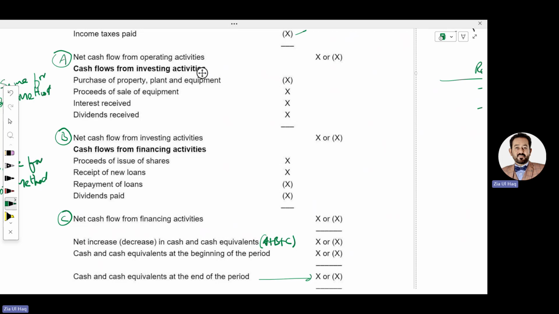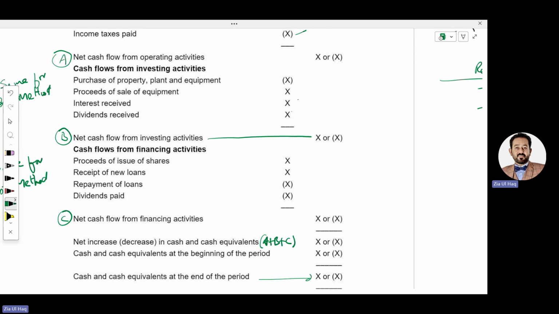Proceeds of sale of equipment, we sold some equipment. So inflow, positive. Interest received, positive, like we invested in a bank savings account, we are receiving interest, this is inflow. Dividend received, like we have invested in any company, so we are receiving dividend, that is inflow. So we will add these, and we will have net cash flow from investing activities.